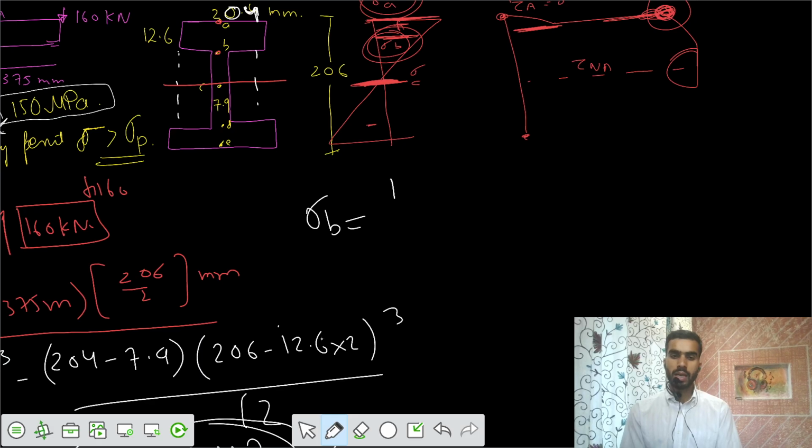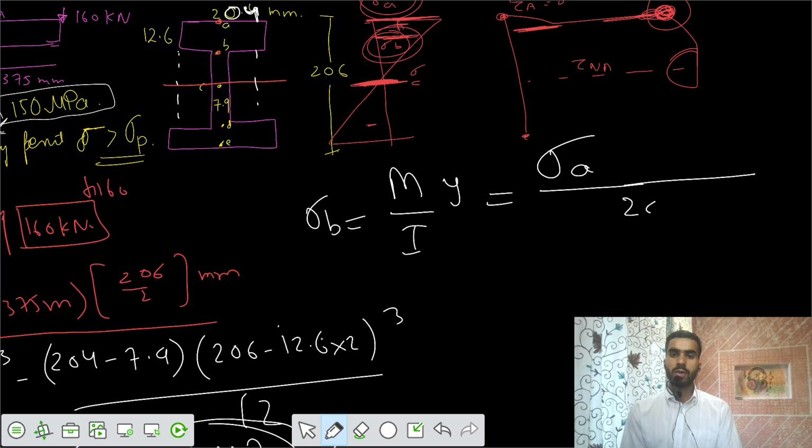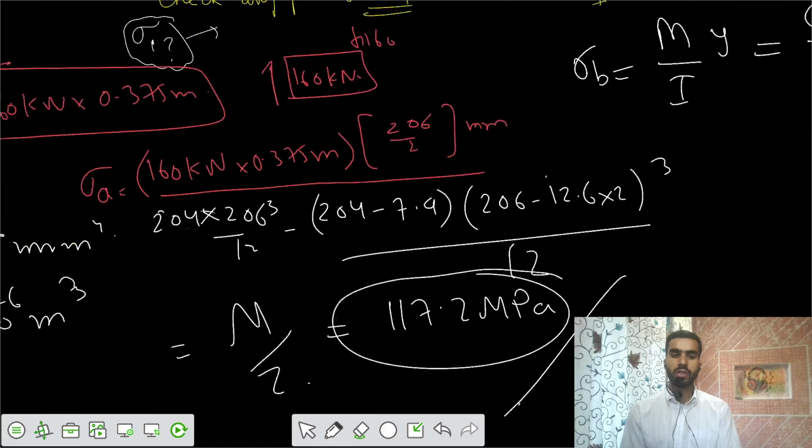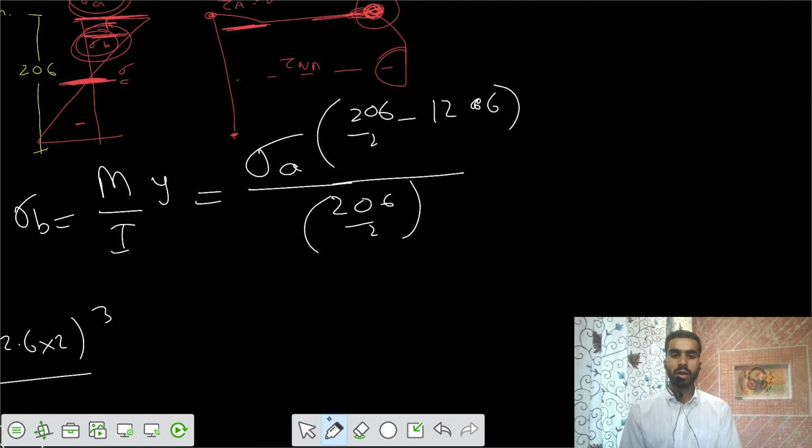Stress at the point B is a linear function of My by I. If I say that stress at B would be stress at A divided by, it was for the length of 206 by 2, but I need for the length of only this part. That is 206 by 2 minus 12.6. Or you can directly use the equation My by I. So you can get the value of stress lesser than the stress at A, that is 102.9 megapascal.